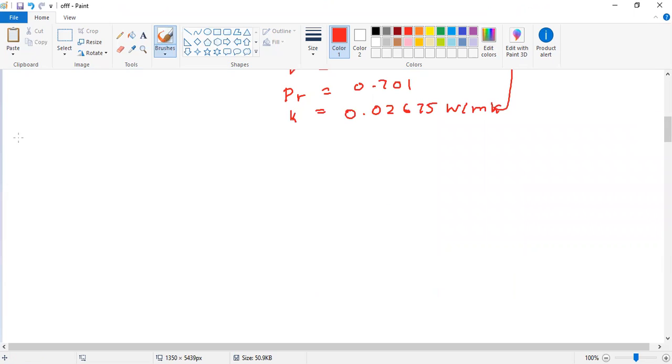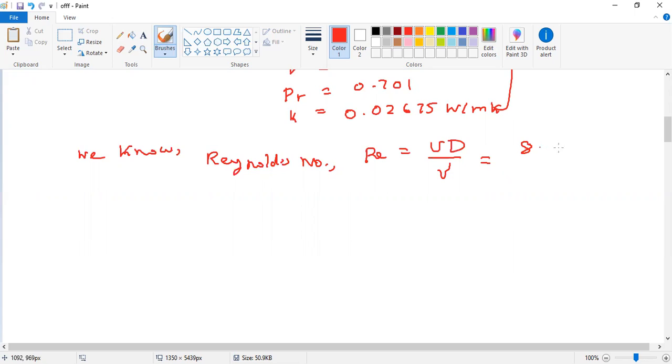So next we need to find out the Reynolds number. We know Reynolds number Re is equal to u D divided by nu, the viscosity. So velocity is 8.33, and diameter is 0.4, divided by viscosity, already from the data book, 16 into 10 power minus 6. We solve the values, we get the Reynolds number as 2.08 into 10 power 5.